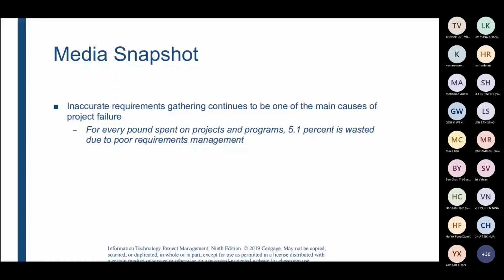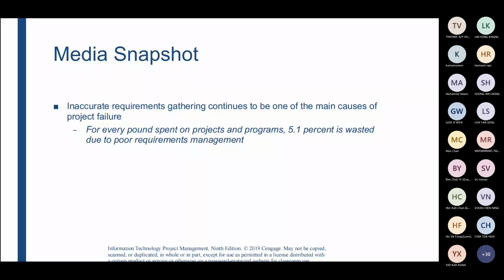A quick update on what we call a media snapshot. Any inaccurate requirement gathering can cause continuous project failure, right? Inaccurate requirements. So we don't want to run into this problem, isn't it? This is just a note for you. Don't collect the wrong requirement or information, or miss any requirements, because if you do that, it can cause project failure, right?